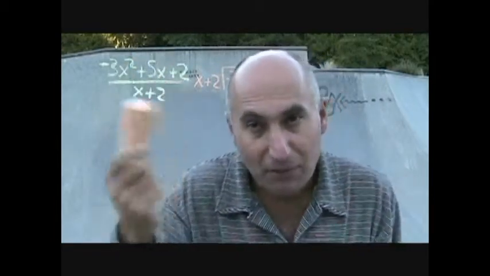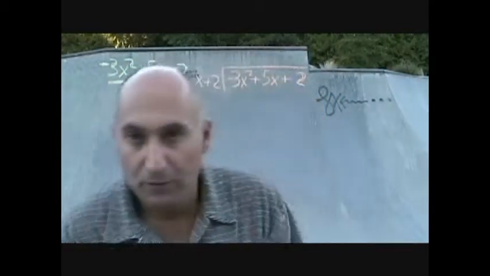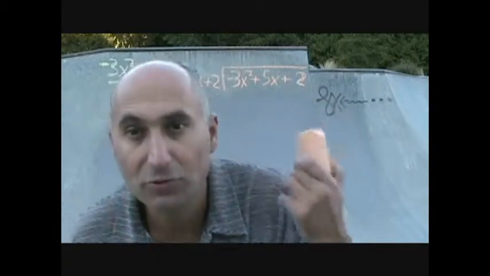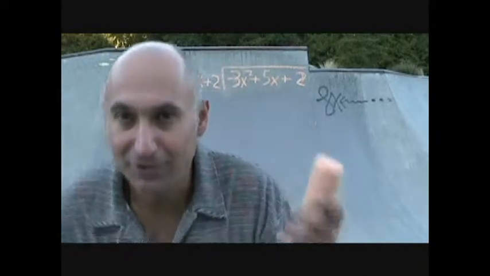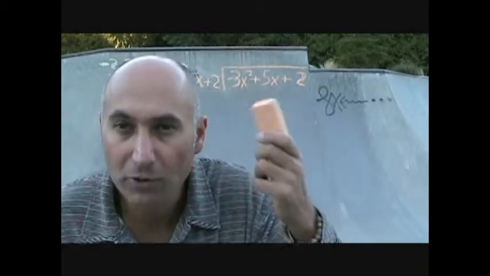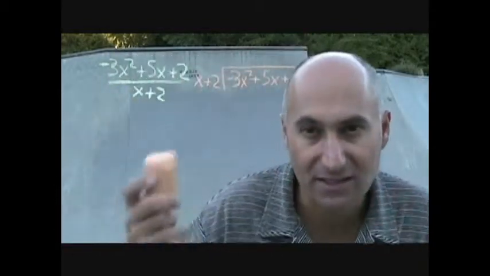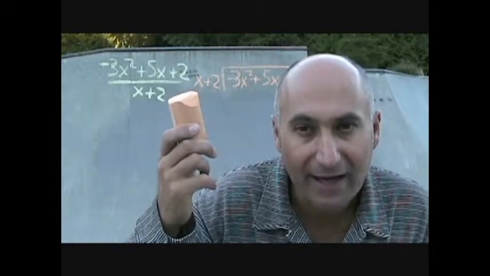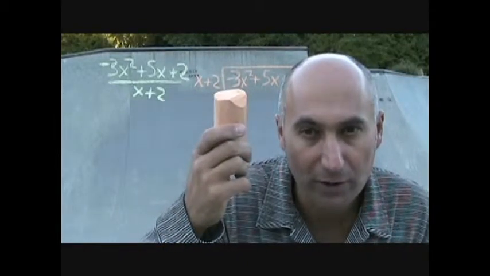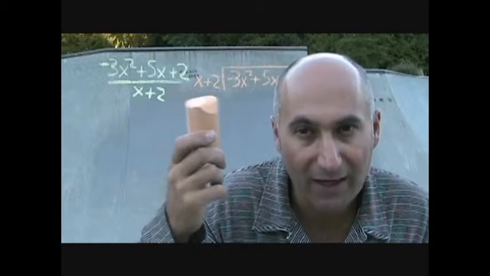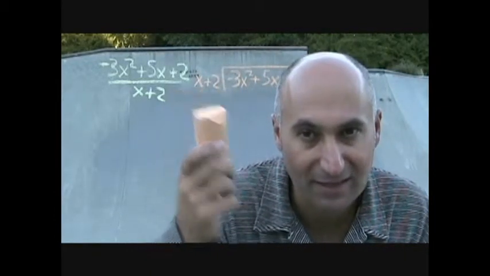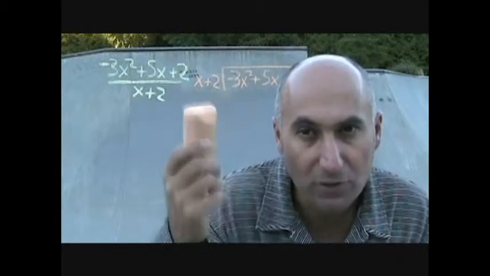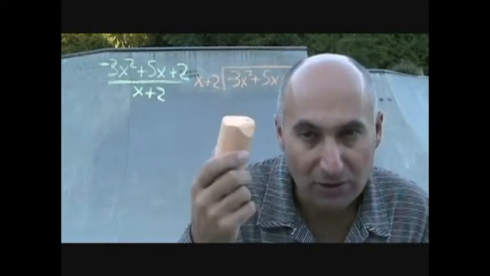So if they say simplify this or do this long division, we're going to have to do the long division, because we don't know synthetic division yet, but we will soon. Okay, so let's do the long division. What we're going to ask ourselves is this: what are we going to multiply x by to give us negative 3x squared? Well, we're going to multiply x by negative 3x, right? Because negative 3x times x gives us negative 3x squared. And then we're going to see what the rest of it looks like, right?